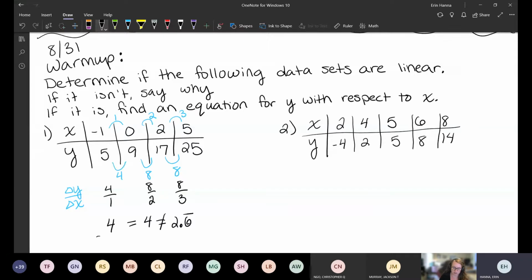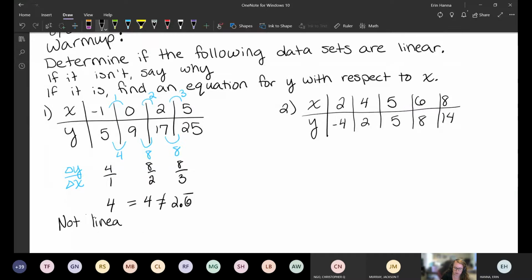So this is not linear. You can literally just say the slope is not consistent. That's literally what makes it not linear, is the fact that we have these slopes. Two of them are 4, but the third one is 2.6. So the slopes don't match, so it can't be linear.